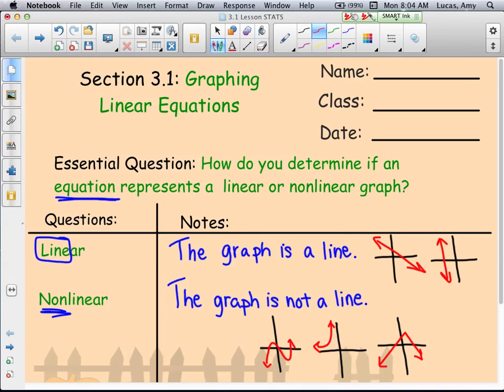So if it's straight like my third nonlinear graph, if it has two pieces, like two rays, that's not going to be a line. So line just means one line. The entire graph is one line. That's linear, not just a part of it being linear.